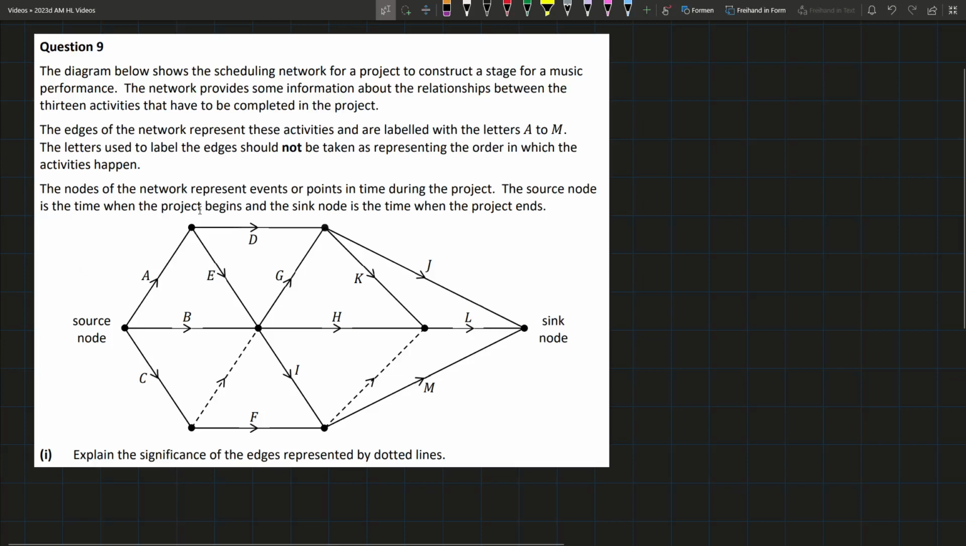Question 9 is a very standard project scheduling or activity networks question. So we have a scheduling network here, with information about the activities. The edges show activities, and the letters don't tell you which ones happen after the other. For example, just because it goes A, B, that doesn't mean A happens, then B happens. It's the usual stuff. The nodes just show points in the project. The source is the start, the sink is the end. Okay. Explain the significance of the edges represented by dotted lines.